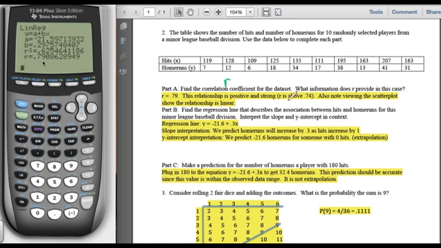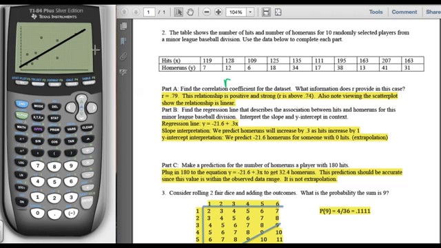Say this relationship is positive and it's strong. R is above 0.74. Also note that R is appropriate because if you view the scatter plot, it is linear. To view your scatter plot, you just hit Zoom and 9. I don't see a clear curve, but a fairly linear correlation here. So R is appropriate in this case.